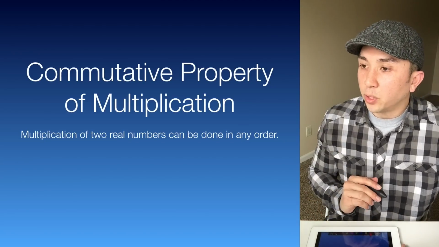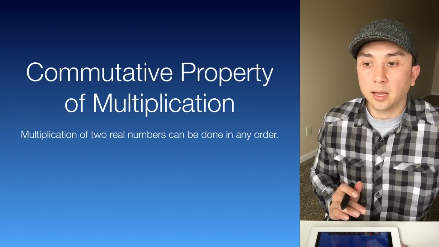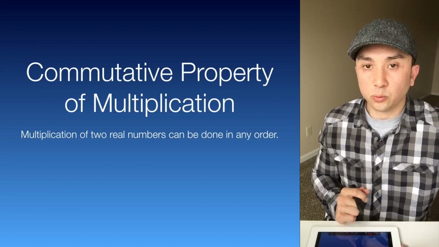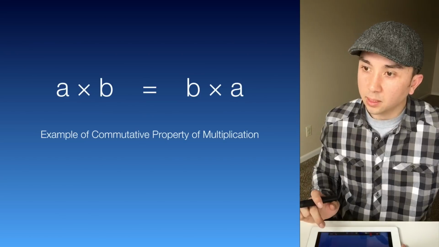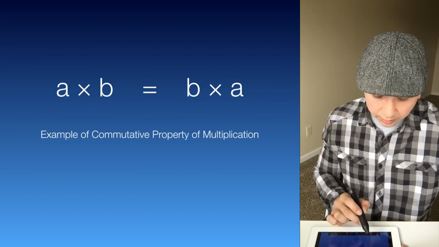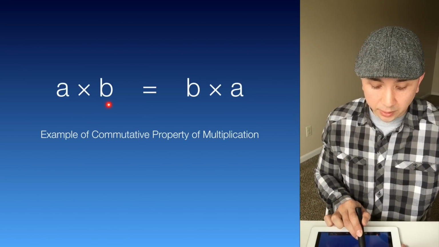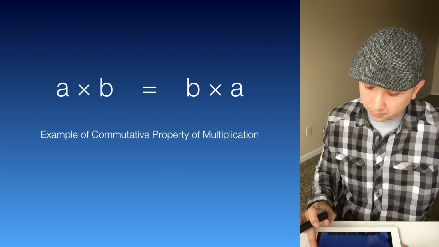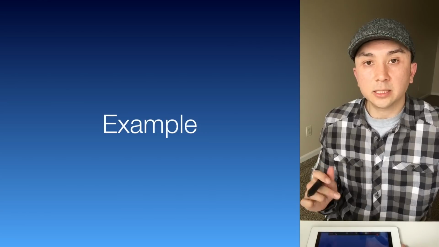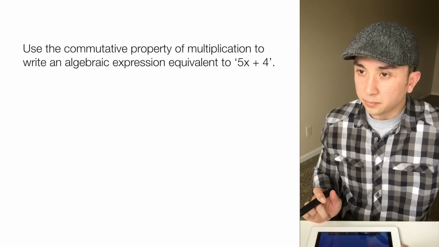Now, the commutative property of multiplication states that multiplication of two real numbers can be done in any order. So for example, we could either do a times b, or we could do b times a. So let's do an example.